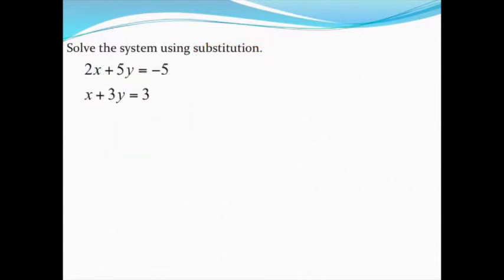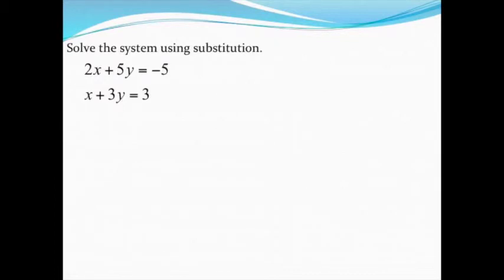Let's also go ahead and do one more example where it's not quite so easy. So again, I want to use substitution, although it's not the only method. I could certainly use a different one if I wanted to, but let me show you how this substitution method works. Now, I had said last time that in order to start, one of your two equations needs to be solved for one of your two variables.